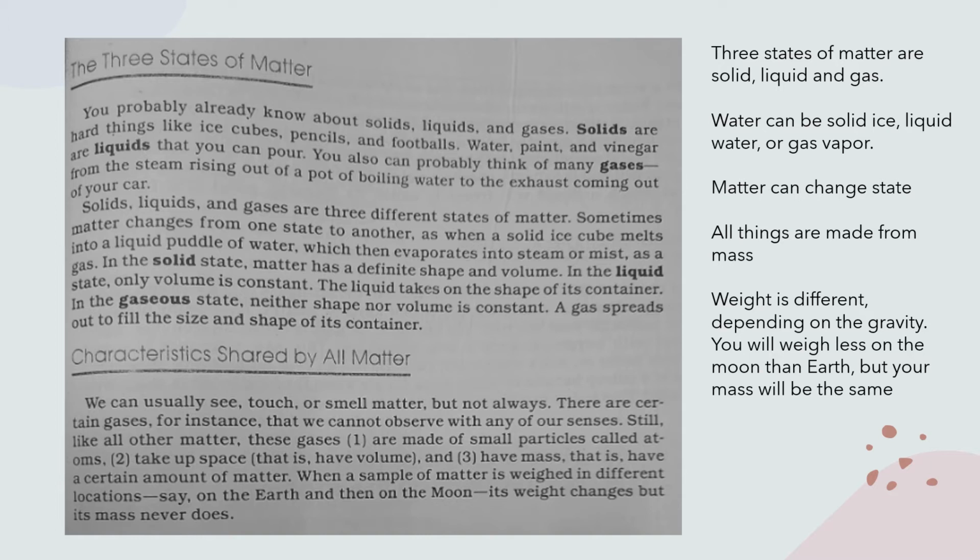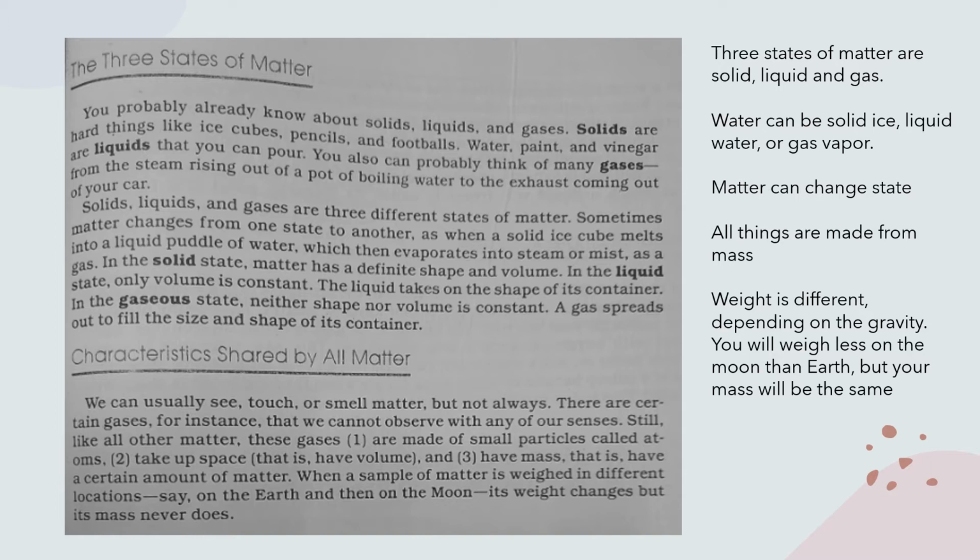Sometimes matter will change from one state to another, as when a solid ice cube melts into a liquid puddle of water, which then evaporates into steam or mist as a gas. So there can be state changes. Ice is the solid form of water. Liquid water that you're drinking is a liquid. And the water vapor in the air is a gaseous form. But it's still water, it's still H2O. But it's changing the physical property, it's changing its state of being.